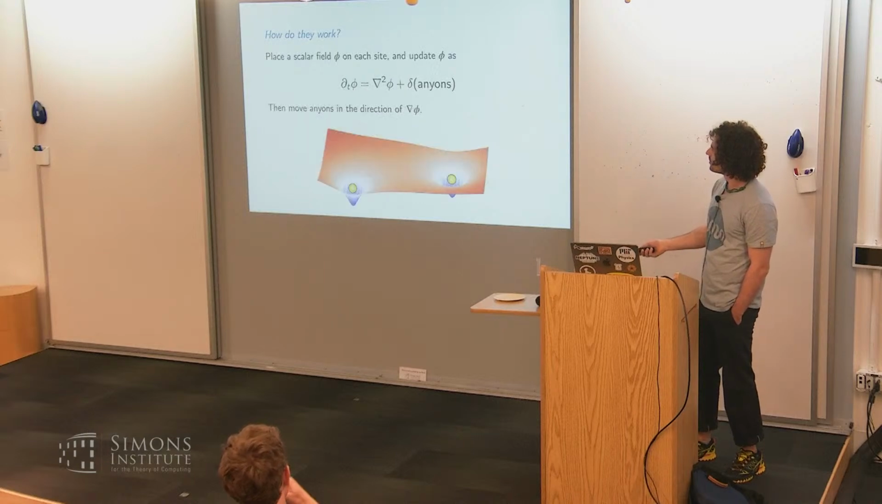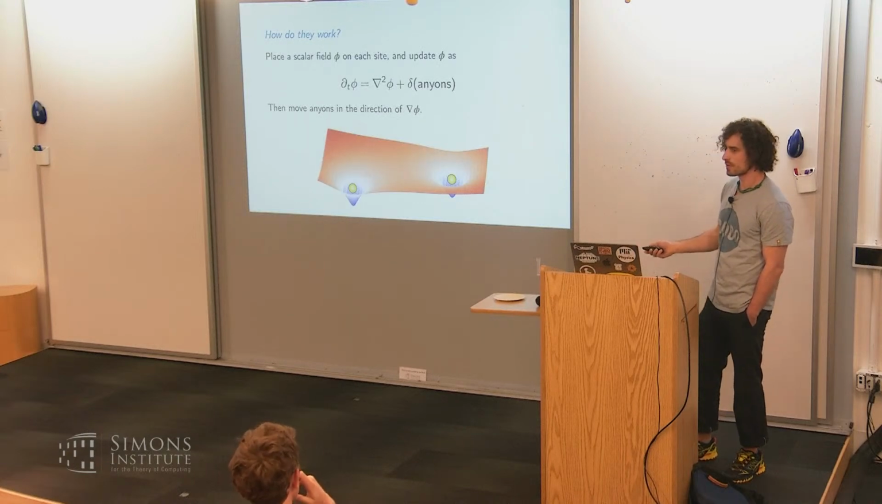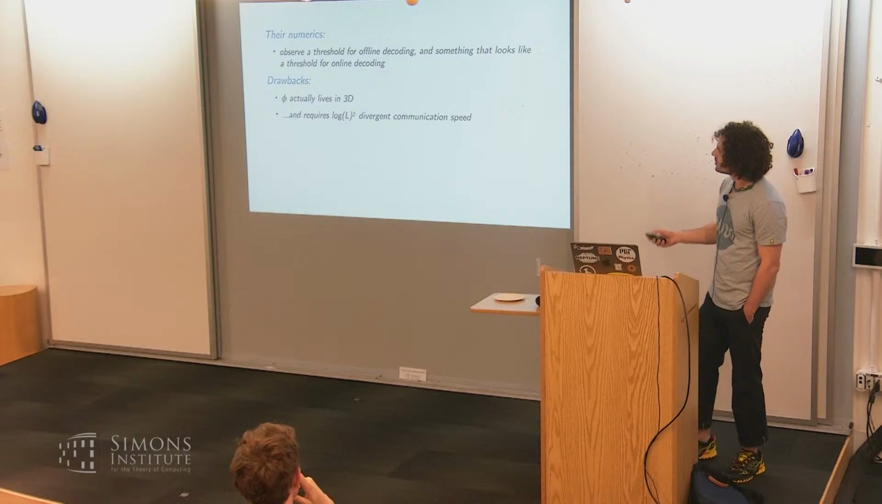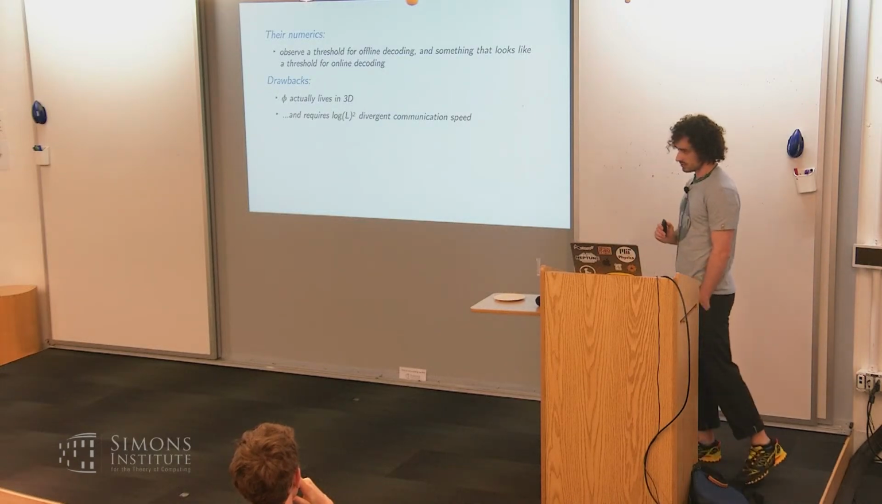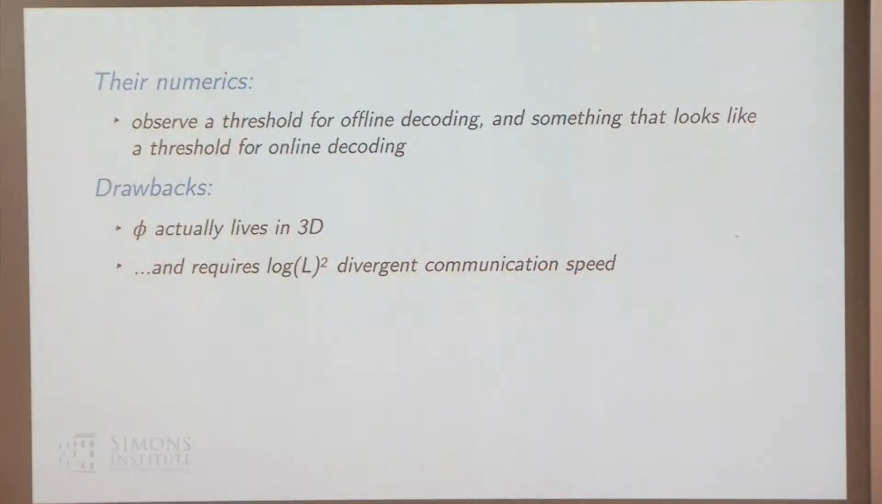Okay, so is this setup good? As I was saying, they did numerics and found things that look like thresholds for both error correction problems. The drawback, as you picked up on, is that they had to let their field phi actually live in 3 dimensions. They had the toric code as a 2-dimensional slice, and the field was actually propagating in 3 dimensions. This was done in order to get the right force profile for this field. They required that it live in 3 dimensions.